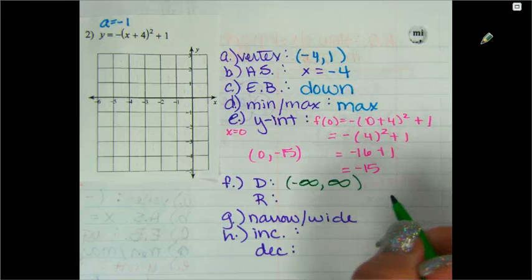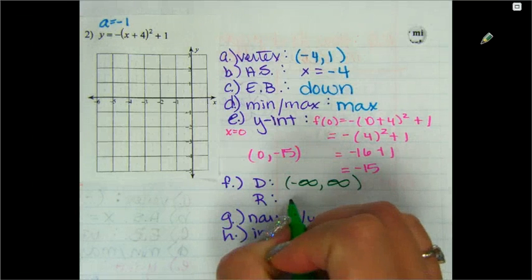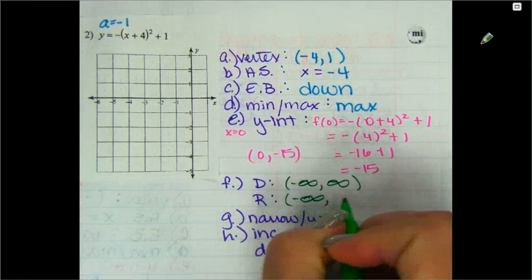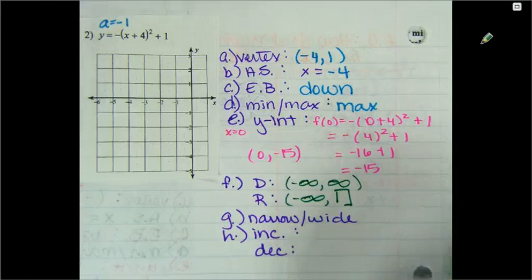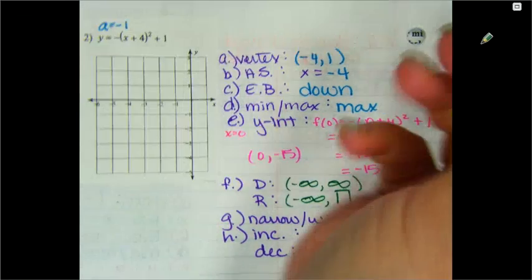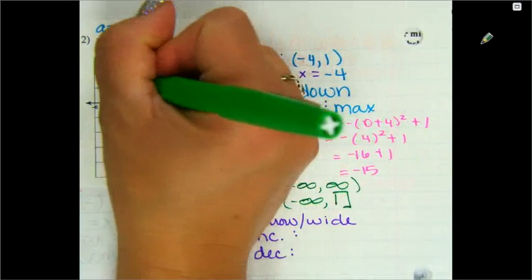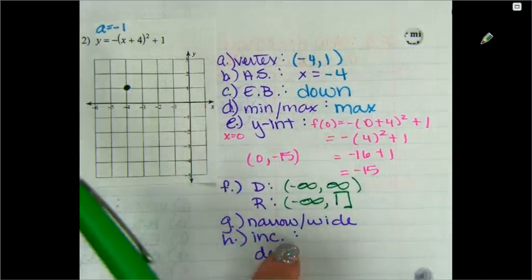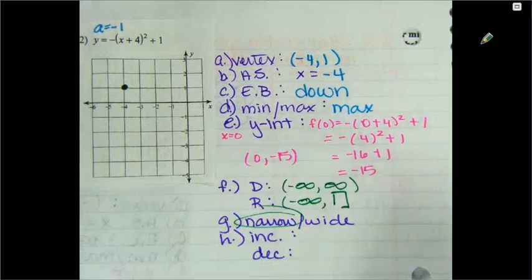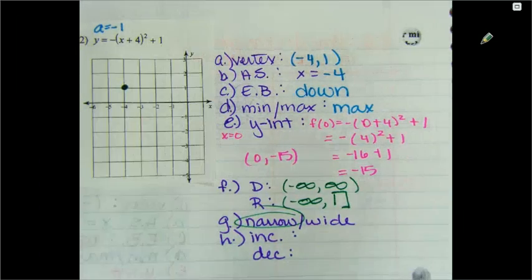Range. Negative infinity to 1. Thank you. Poor Sebastian's like waiting and waiting. All right, (-4, 1) is located right there. Oh, I can't grab my y-intercept. We'll finish this in a second. Narrow, wide. Narrow. Let's figure out increase and decrease after I graph it.